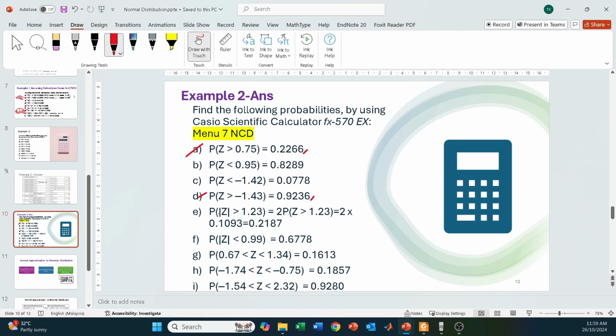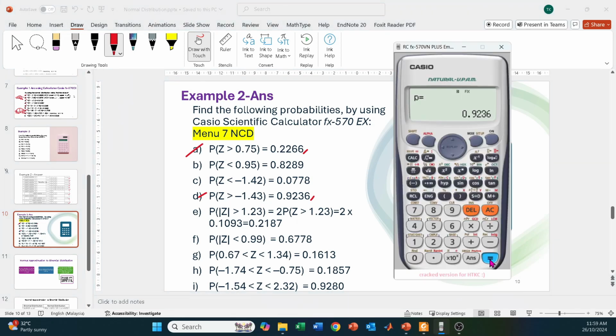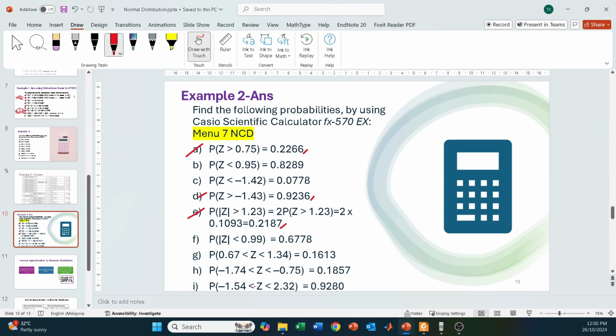Okay, see where. Probability magnitude z greater than 1.23 equal to 2 times probability of z greater than 1.23. So lower 1.23, upper a big number, sigma 1, mu 0. You get 2 times 0.1093. Then you multiply the answer by 2, so you get 0.2187. Okay, done.